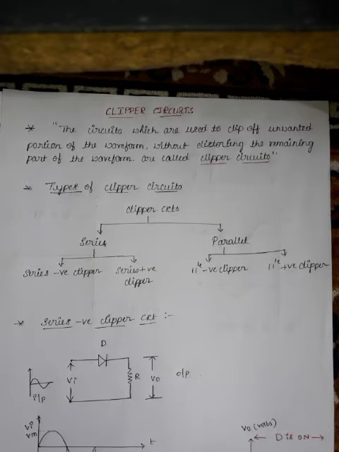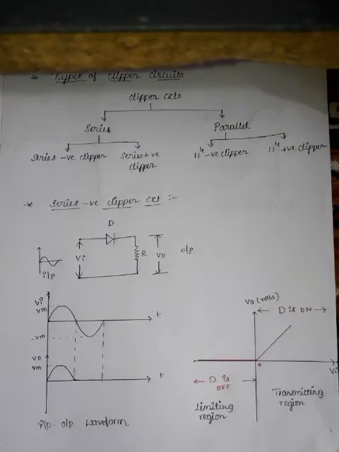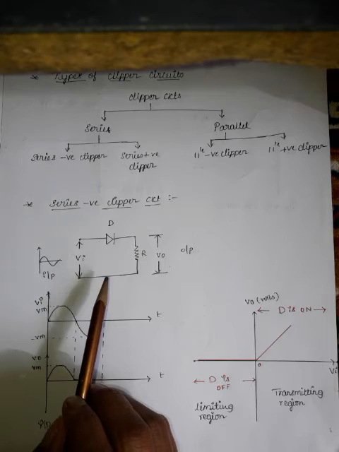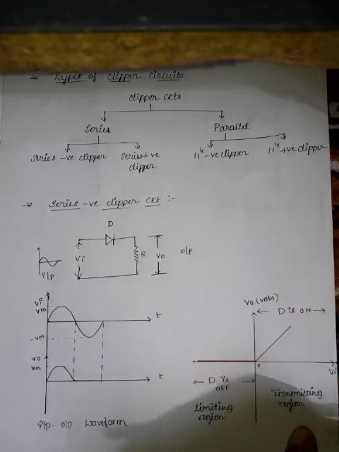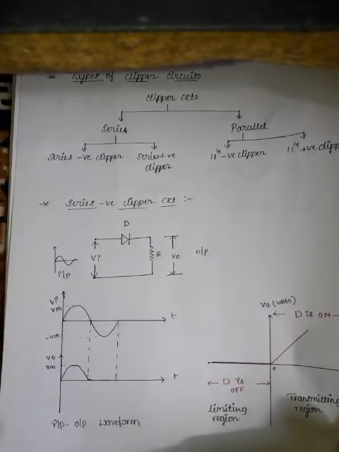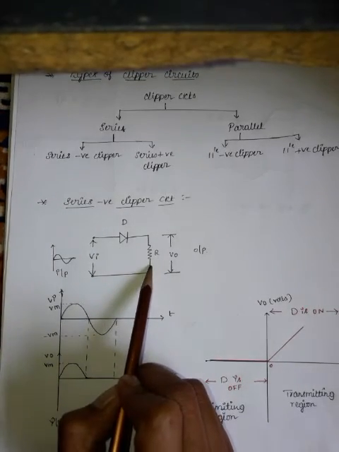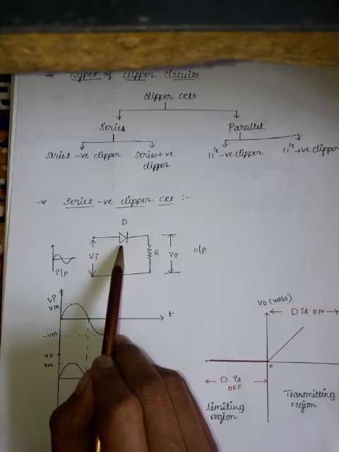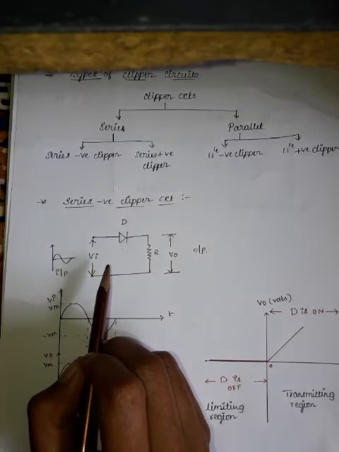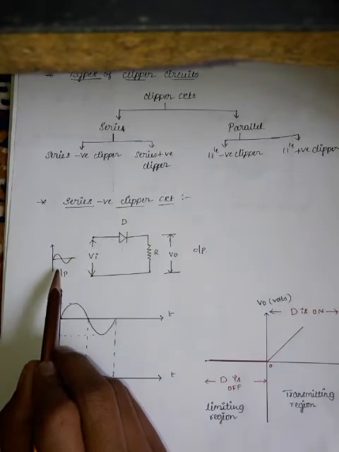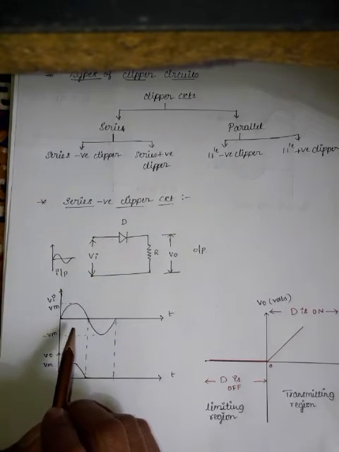So let's see what a series clipper circuit and series negative clipper circuit is, and how it is going to work. This is the simple circuit I have taken to explain the series negative clipper circuit. As I told you, the diode is the important device in the clipper circuit. In a series clipper circuit, the diode will be connected in series with the load. You can see this diode is connected in series with the load resistor. So let's see how it works. I'm going to give a sinusoidal waveform to the clipper circuit, so it has positive and negative half cycles.